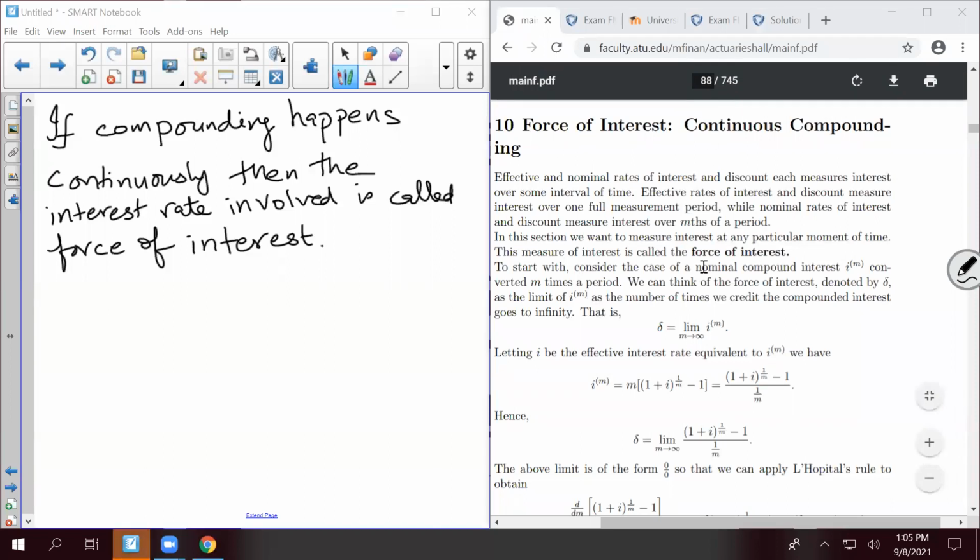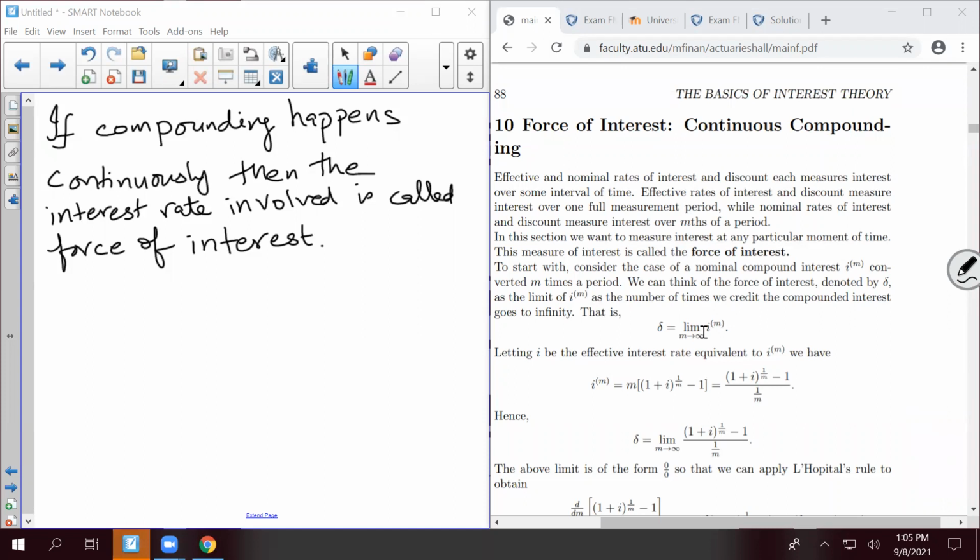So here they explain the symbol for I. If you have I with superscript M written in parentheses, then it means you are having M compoundings per year. And if you let that M go to infinity, because that's what will happen if you let continuous compounding, because if the interest is compounded continuously, then how many compoundings a year will there be? Infinite.